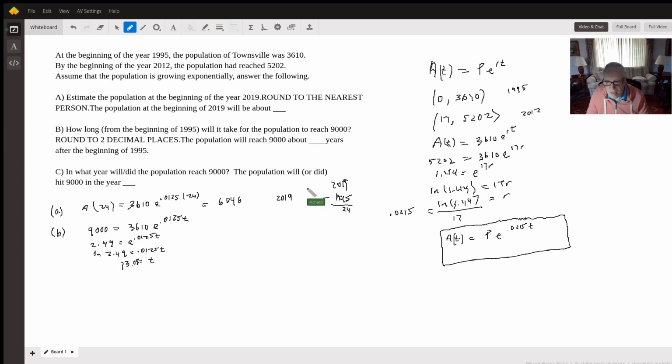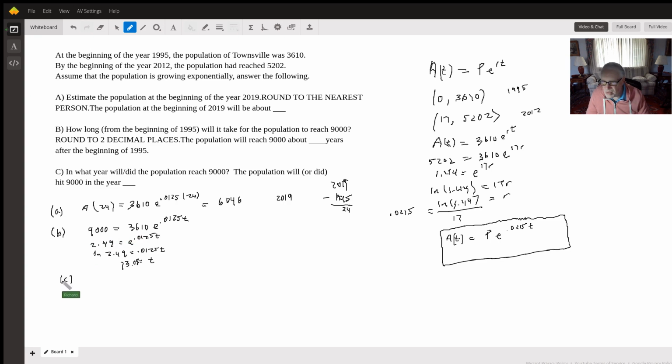So if we wanted to think of it as another data point, this is 24 years. It'll take quite a long time, 73 years, to reach 9,000, which seems reasonable. It would be roughly triple the starting amount, and this is growing very slowly. As you can see, it took 17 years to just go from 3610 to 5202, and then 7 more years to go to 6046, and we're saying it would take 73 years altogether to get to 9,000. That seems reasonable.